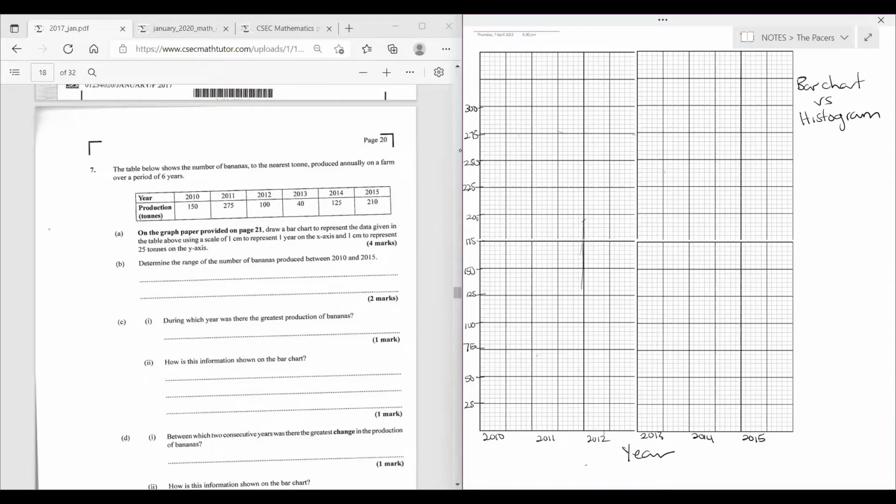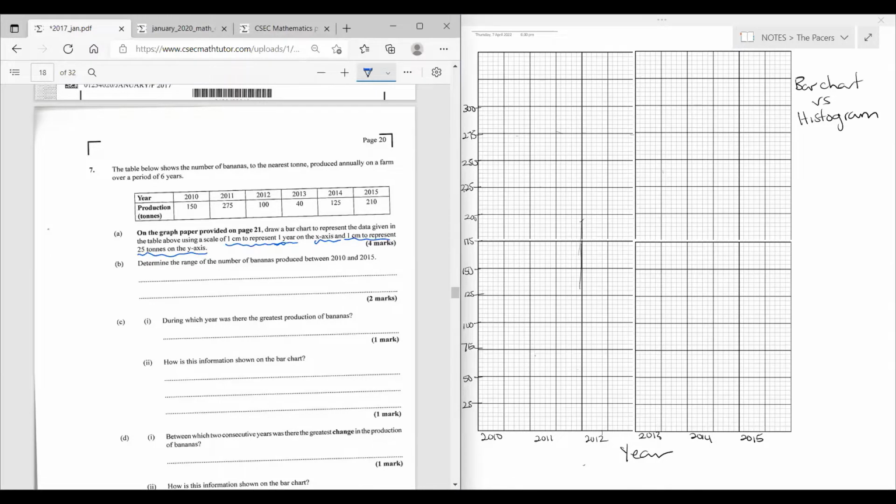Right, so now that we have lined up and plotted our points on our axes, do we have any questions? So just remember to take your time. They say 1 centimeter to represent 1 year on the x-axis. With a bar chart, you leave the space. And then 1 centimeter to represent 25 tons on the y-axis. You do not need to leave spaces between your numbers going up on the y-axis. You leave your spaces between the bars on the x-axis. I hope that everyone is clear on that.